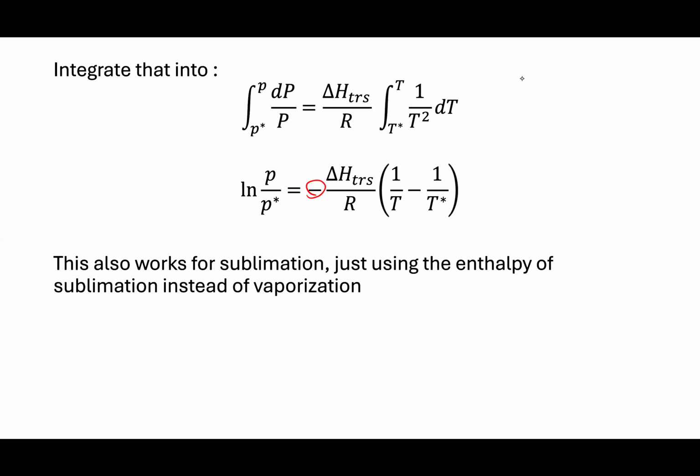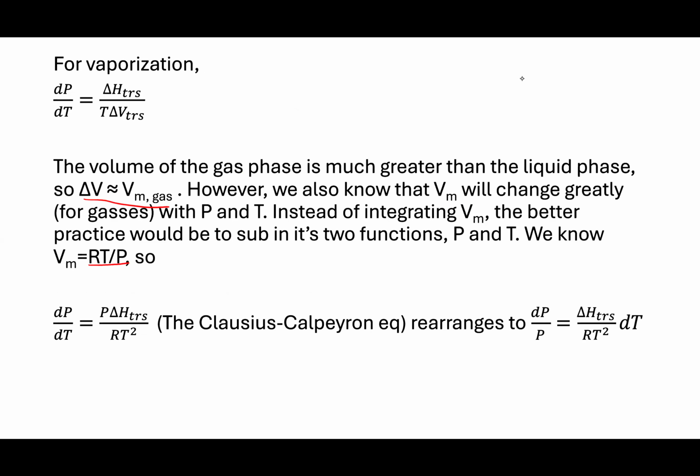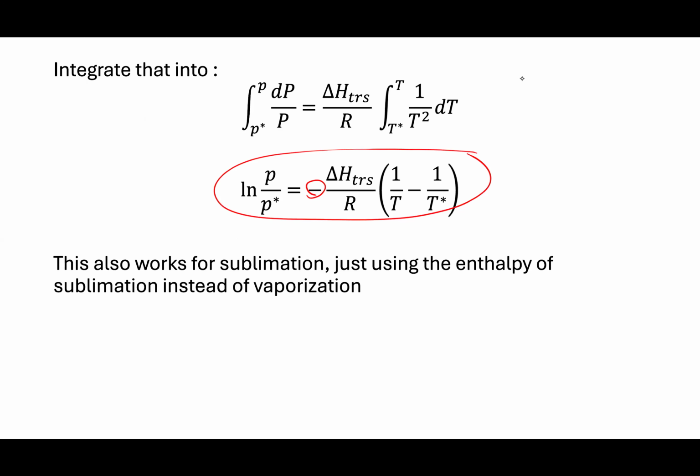Now, this particular equation is going to work for both sublimation and vaporization, because in both scenarios, we can assume that the change in volume is approximately equal to the molar volume of the gas. So we're going from a condensed phase to a gaseous phase, so it's functionally equivalent.